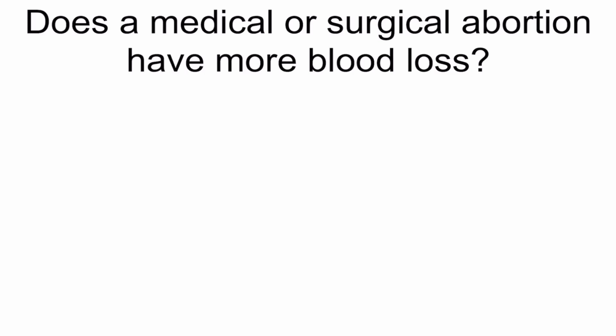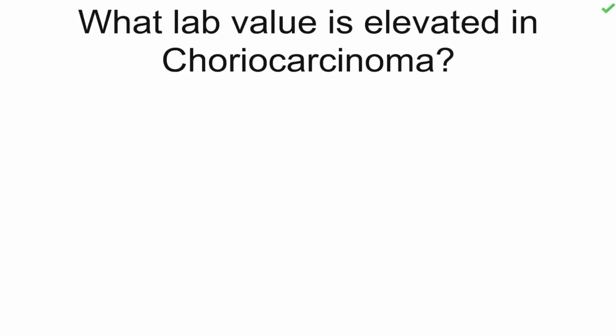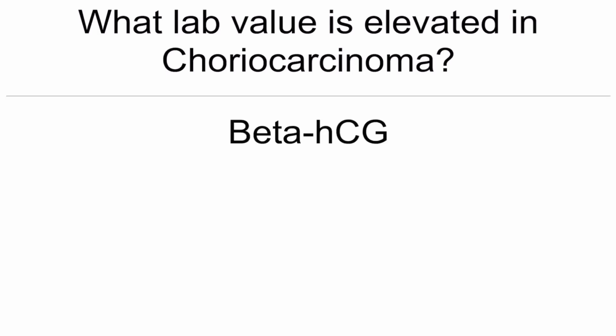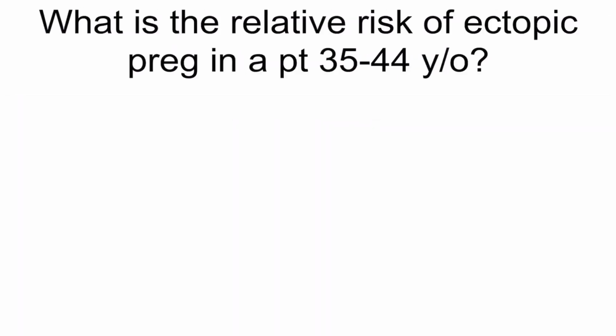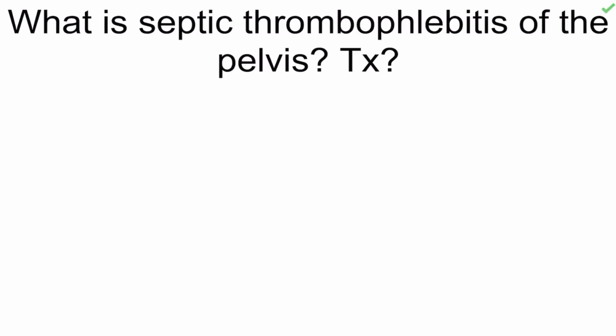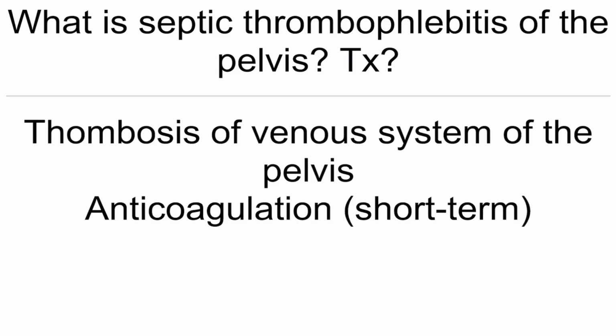Does a medical or surgical abortion have more blood loss? Medical. What lab value is evaluated in choriocarcinoma? Beta-HCG. What is the relative risk of ectopic pregnancy in a patient 35 to 44 years old? 3 times the risk. What is septic thrombophlebitis of pelvis, and how do you treat it? It's thrombosis of the venous system of pelvis, and you treat it with anticoagulation short term.